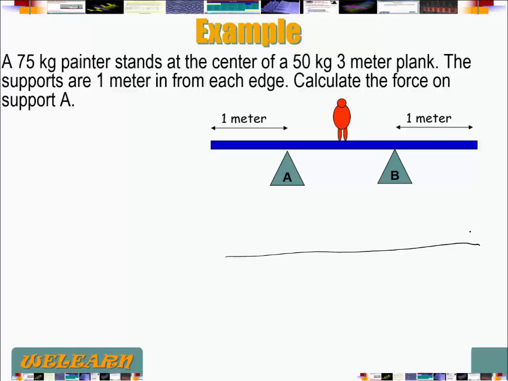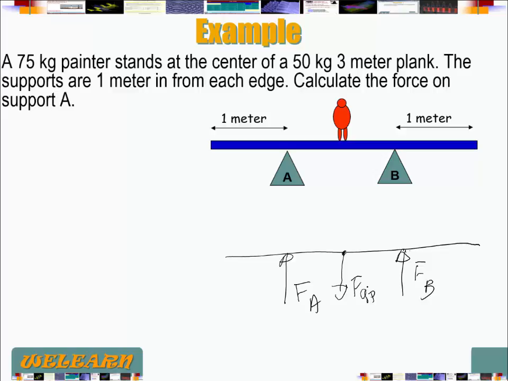So this is my plank. So what are the forces acting on it? We have the force exerted by B, let's call it FB. The force exerted by A, let's call it FA. Then the gravitational force acting on the plank, so FG plank. And then the force exerted by the painter's feet on the plank.